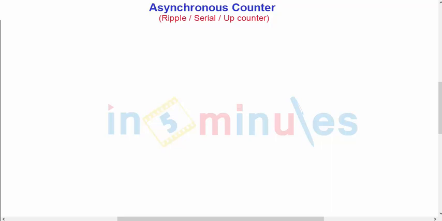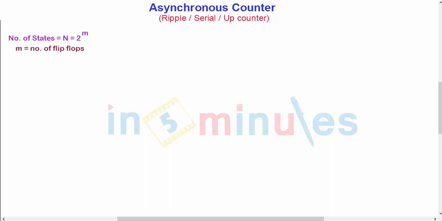Also it is called serial because the states are serially moved from 0, 1, 2, and it is also called an up counter because it will count the states upwards. That's why it is called an up counter. So there are different names for the asynchronous counter. So let us start with the asynchronous counter.